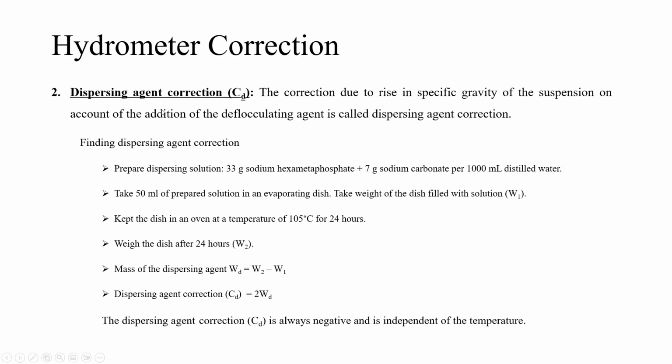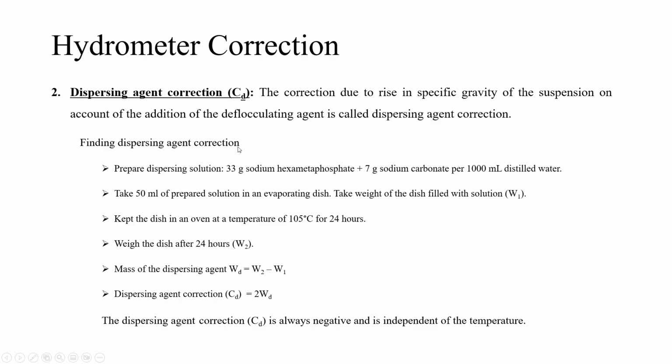Next correction is the dispersing agent correction. For removing the flocculation tendency, we need to put some dispersing agent. Here we have used sodium hexametaphosphate and sodium carbonate. Due to that chemical, the specific gravity of the soil suspension becomes higher. That will again give some error while taking the reading, so we will apply the corresponding correction. So how to find that correction?